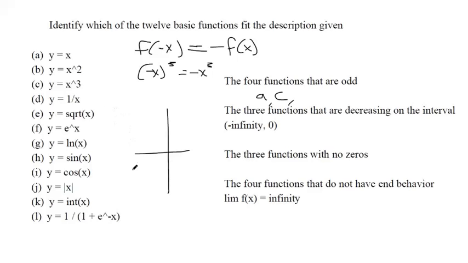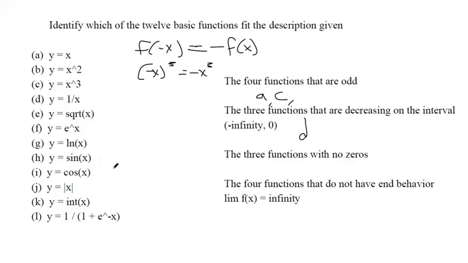So 1 over x, that graph looks like this. That is going down as we read it from left to right on this side of the graph, on the negative infinity to 0 side. So there's one of them. One of those three functions is D. It's decreasing on the left side of the y-axis.